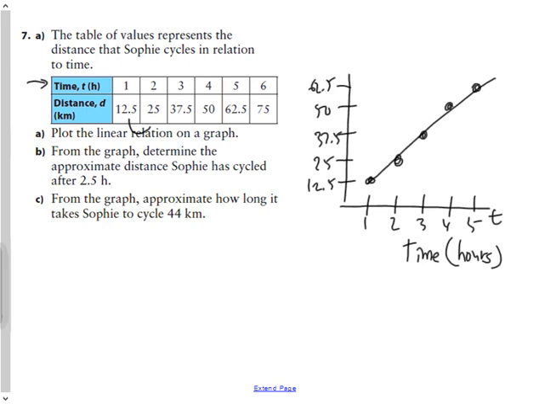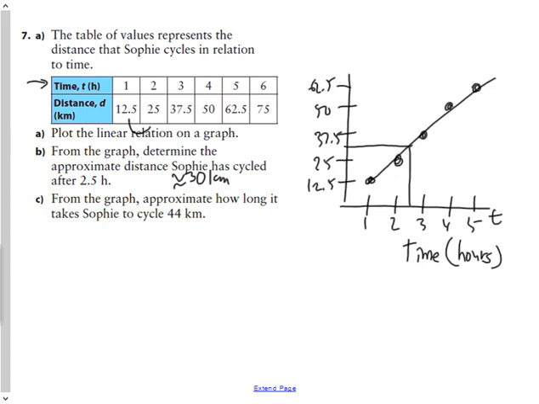So now that we have all those plotted, the second part says B. From the graph, determine the approximate distance Sophie has cycled after 2.5 hours. So again, we're going to interpolate on our own graph. Midway between 25 and 37, we could say roughly 30 kilometers or so. We don't know exactly, but it's somewhere in between there. We're just guessing. We could actually do a calculation, but we're doing a quick thing. It's probably roughly 30, 31, 32, something like that.